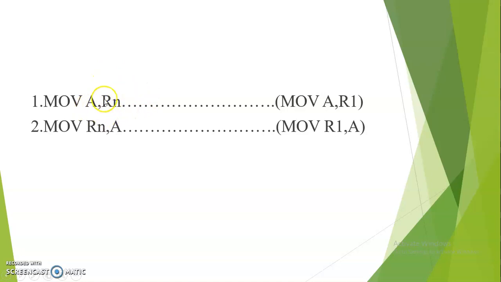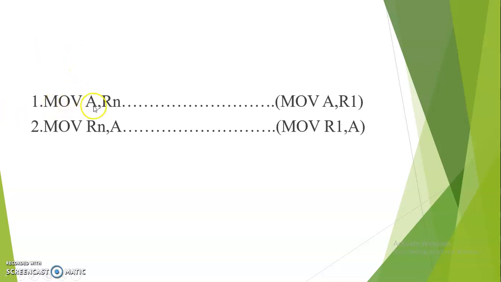I have already told you that there are 4 register banks in 8051, and in every register bank there are a total of 8 registers. The 4 register banks are numbered from bank 0 to bank 3, and in every register bank there are 8 registers numbered from R0 to R7.